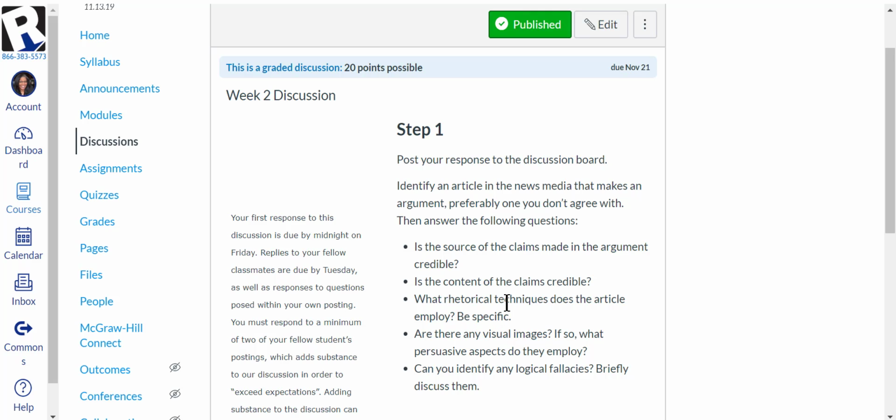What would be a credible claim? What about rhetorical devices or rhetorical techniques? Visual images and logical fallacies. You won't be able to answer this without going into the chapter readings and doing a bit of studying.